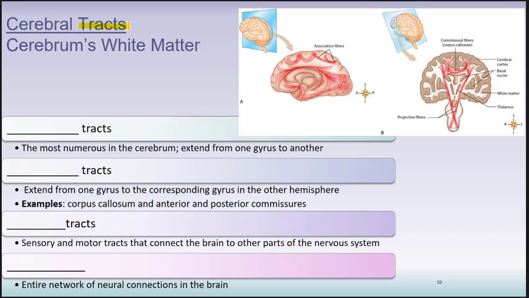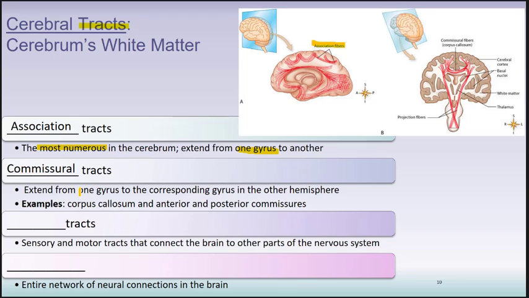The first one is association tracts. And these are the most numerous of the tracts found within the cerebrum. What they do is they extend from one gyrus, so one convolution, to another convolution within the same hemisphere. And so you can see association fibers up here that are running within the same hemisphere of the brain from one gyrus to another. There are also commissural tracts.